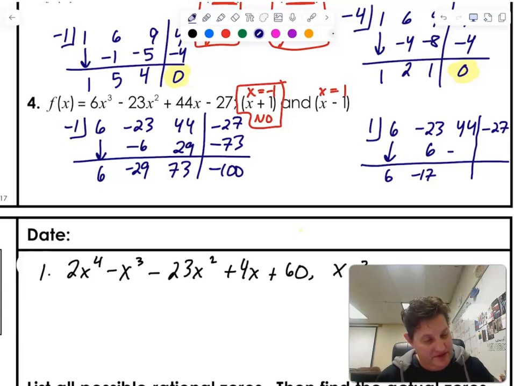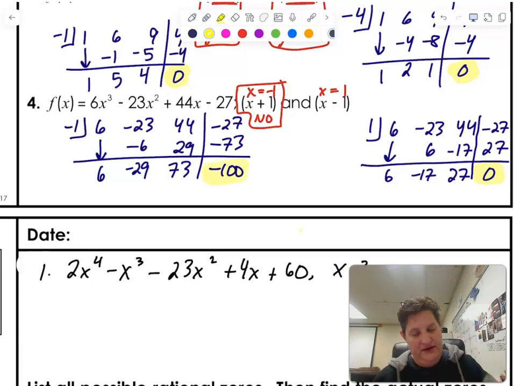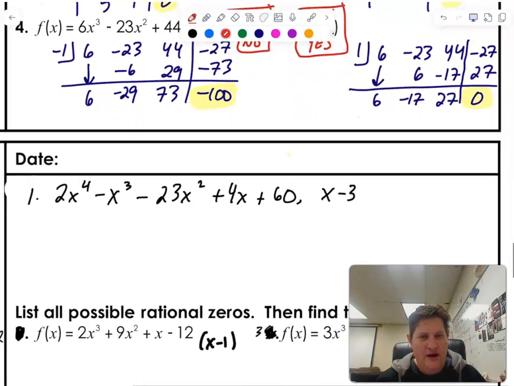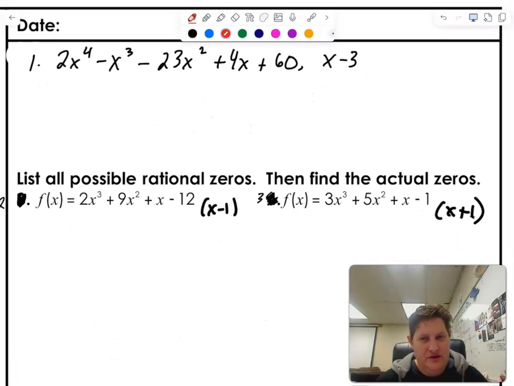Negative 17 times 1 is negative 17, that's 27. 27 times 1 is 27, that's 0. So this one, since I got 0, the answer is yes, it is a factor. Okay? All right. Last couple of questions.